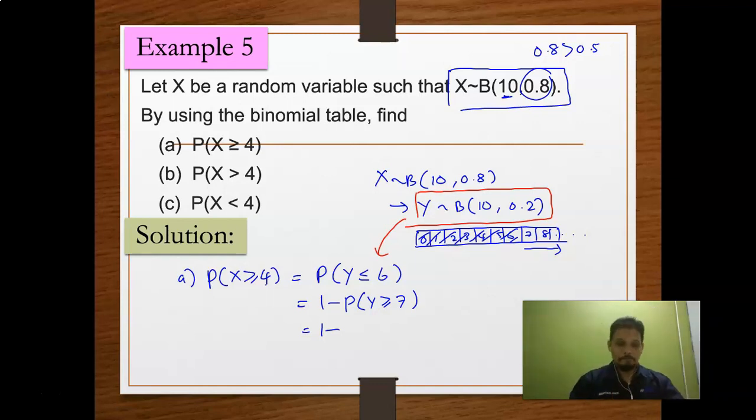Okay, and then it is greater than or equal to 7. Okay, it is here, 7. So where do they intersect with each other here? 0.2 with 7 here, it is 0.0009. So it is 1 minus 0.0009 equal to 0.9991.